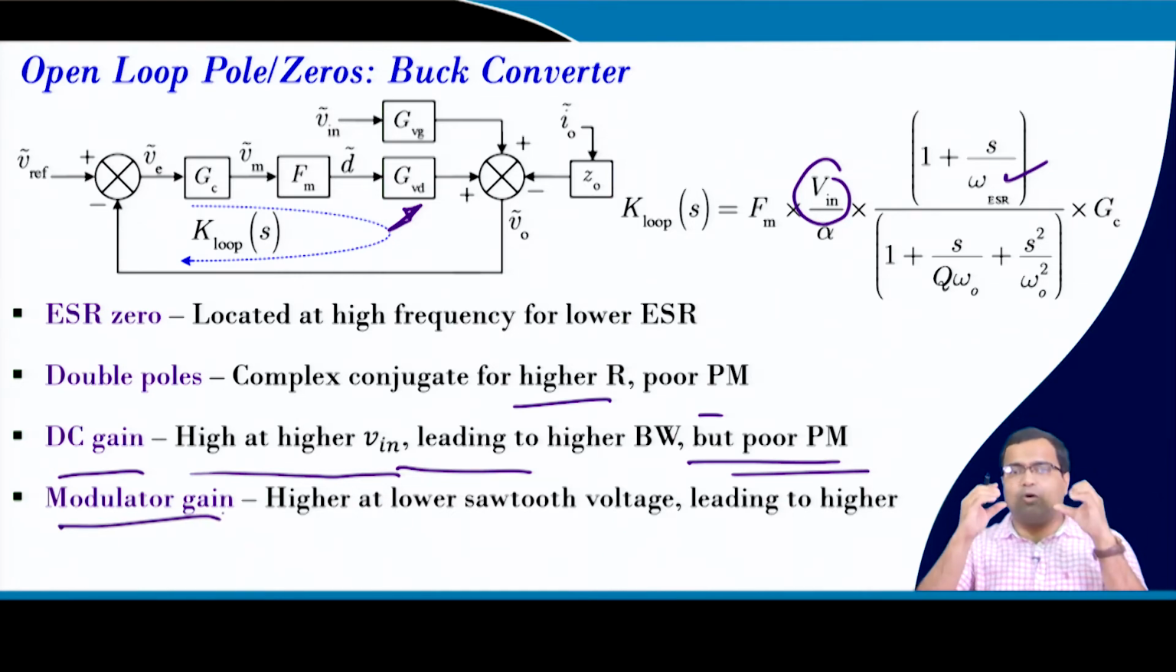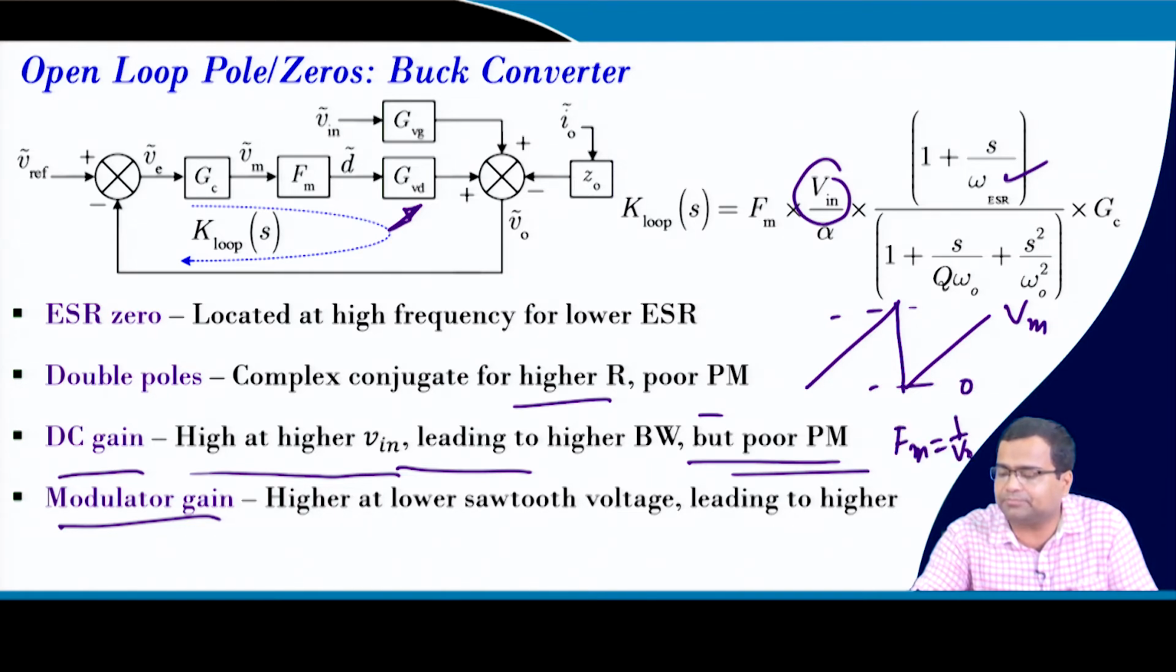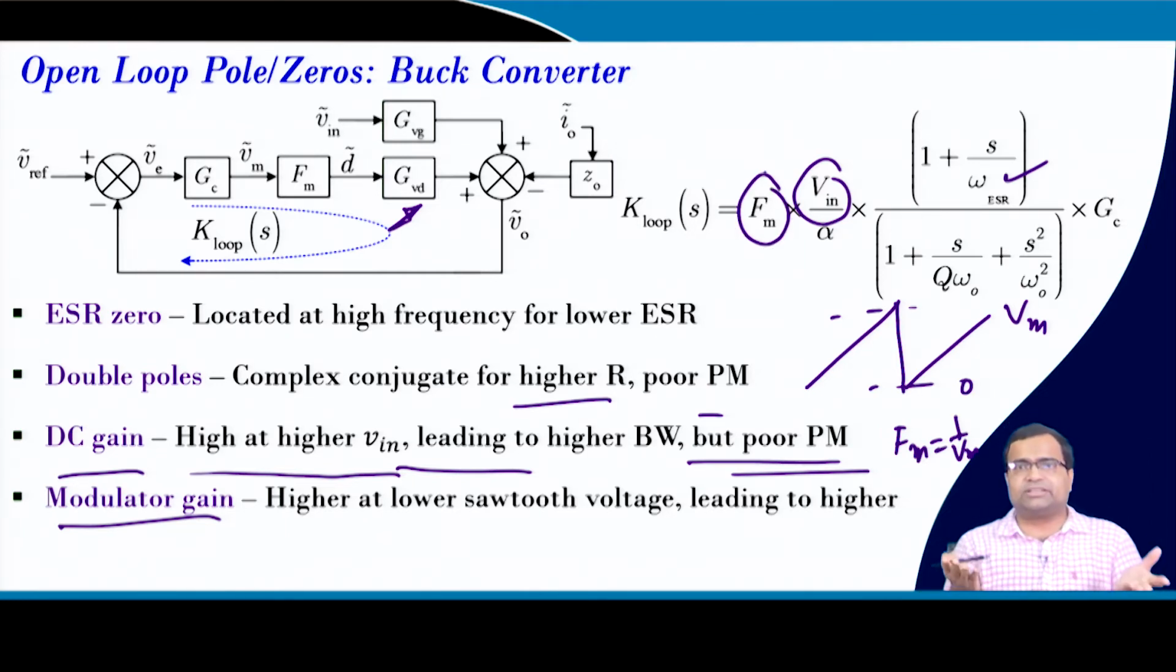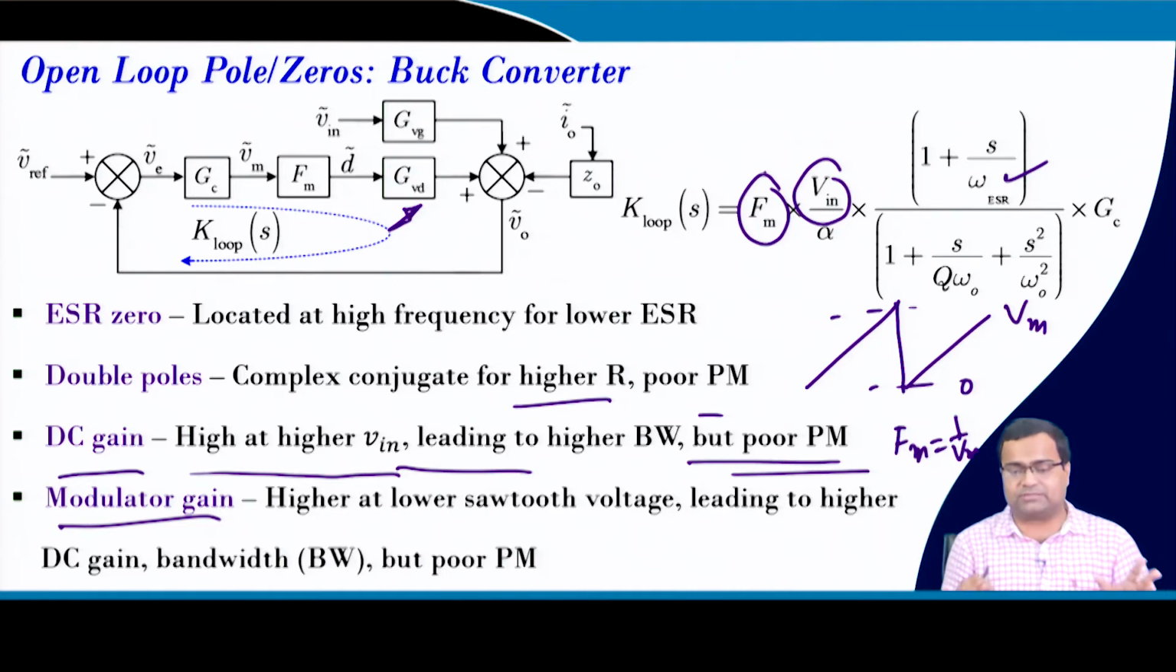If you take a lower voltage, I am talking about this peak to peak voltage, this is my Vm, this is 0, and the modulator gain is 1 by Vm. So, if Vm is small, modulator gain is large. If the modulator gain is large, it will shift up the DC gain of the loop. So, it can increase the bandwidth, but at the cost of poor phase margin.